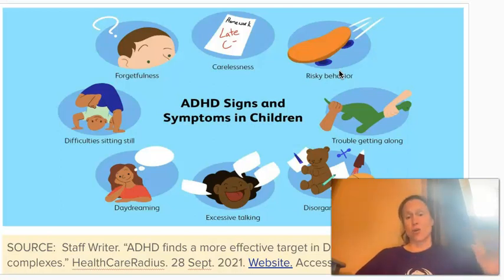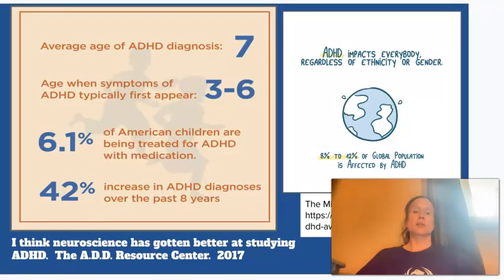Okay, it's not just at home, not just at school, not just at church. It's all day, every day. And why? Okay, so just some statistics. The average age of an ADHD diagnosis is 7. The age when symptoms of ADHD typically first appear is ages 3 to 6.